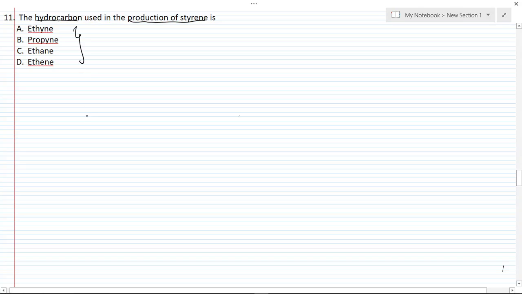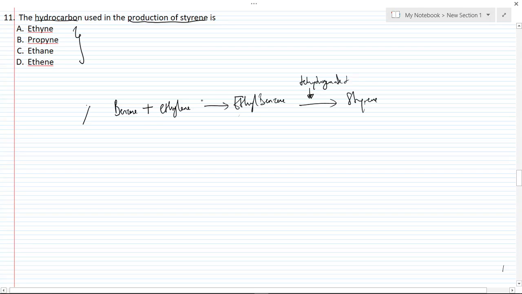Styrene is obtained from a reaction. Okay, let's just keep it simple. We have benzene. Basically, benzene undergoes a reaction with ethylene to form ethyl benzene, and this compound is then dehydrogenated to form styrene. So we have dehydrogenated here, and the name of this reaction is alkylation, but we don't really have a business with that.